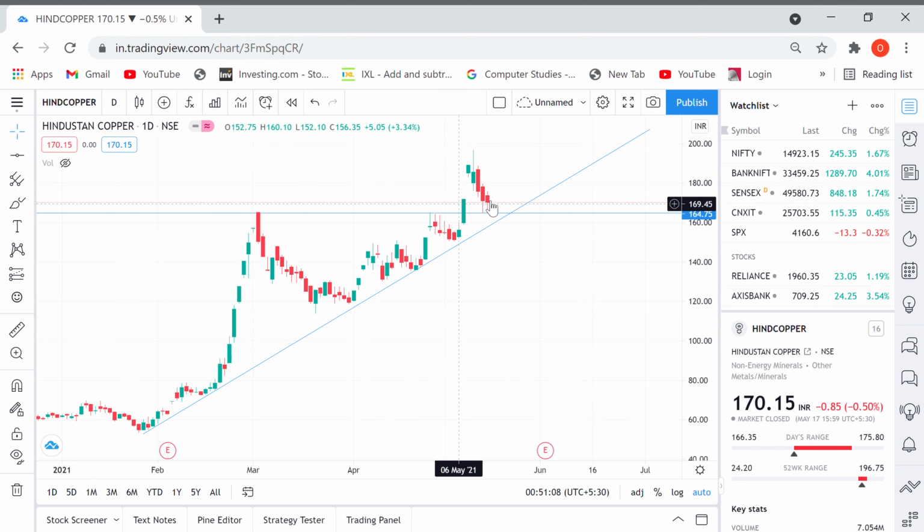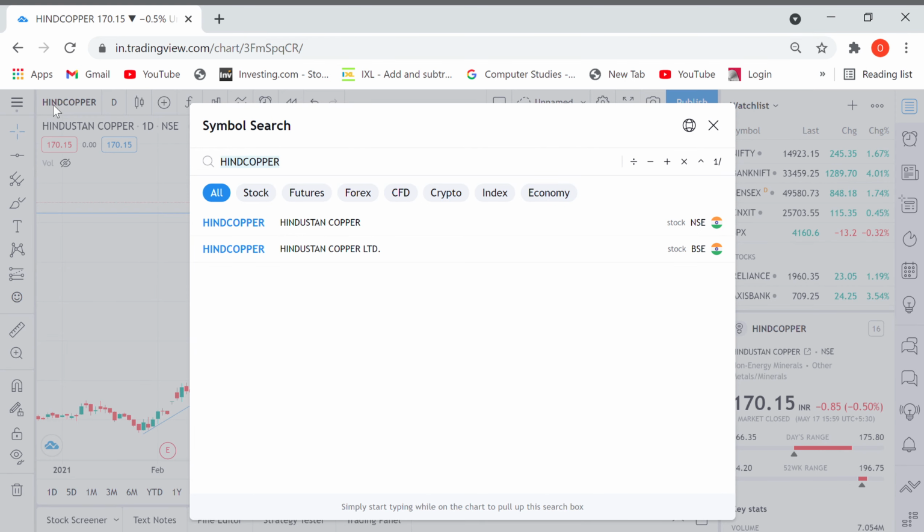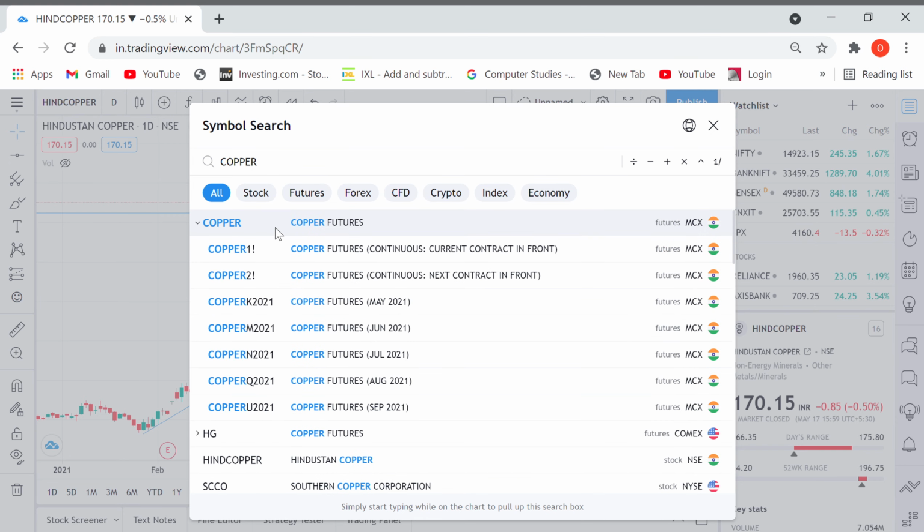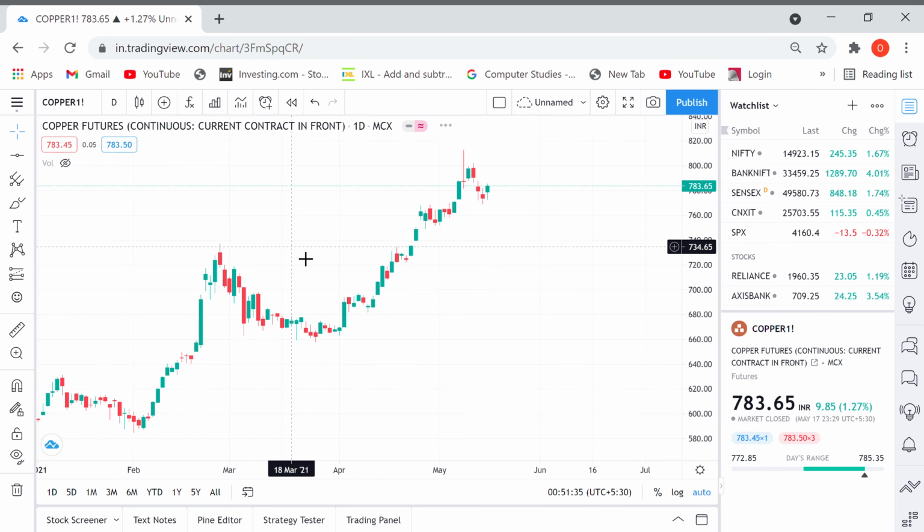So this level will act as a support now for Hind Copper, and we can see a good up move from here in Hind Copper till this line is respected and this trend line is respected. Okay, now the second reason why I am bullish on Hind Copper for quite a few days: let's go to copper futures.